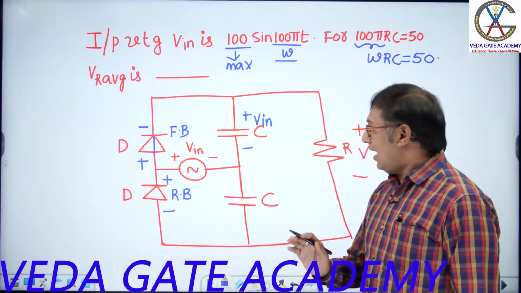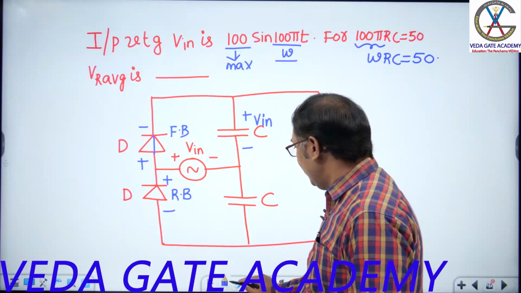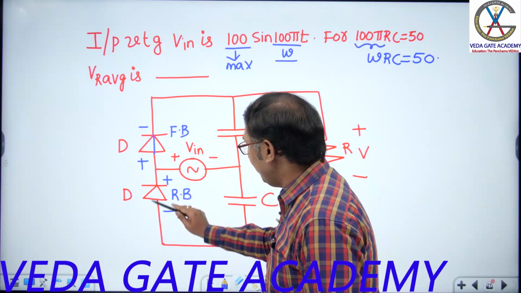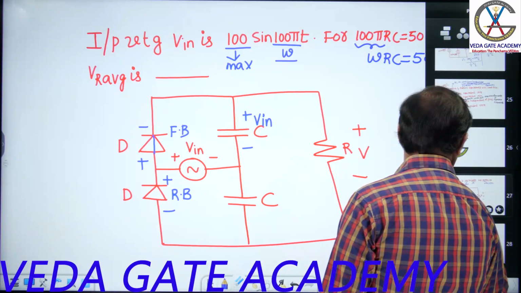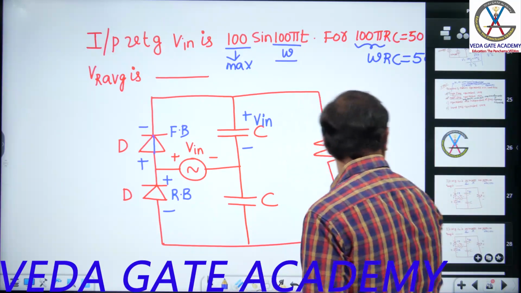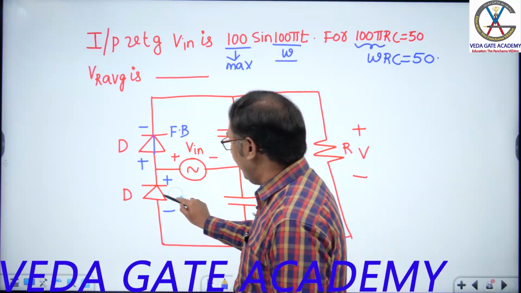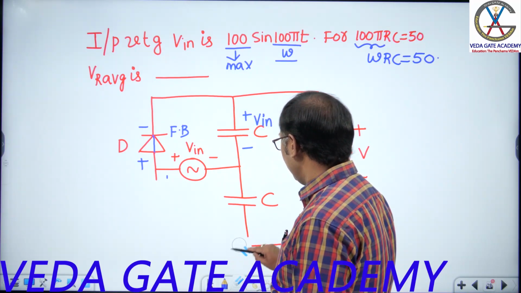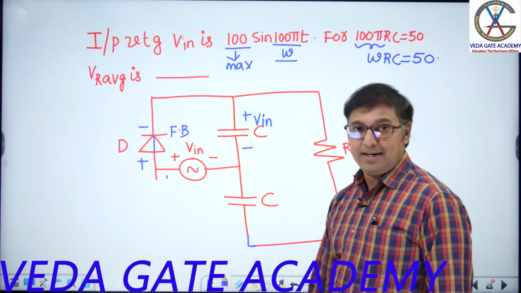Now observe carefully. This diode is reverse biased. Reverse biased means can I replace it with an open circuit? Yes. Let me copy this a few more times. Now this diode I can replace with an open circuit. The structure appears like this.